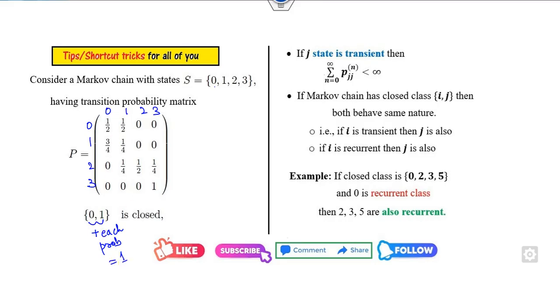Look at 0 and 1. What is this value? This is 0, 1, 0, 1. Is the sum 1 in each row? Yes. So then you can say 0, 1 is the closed state. Is 2, 3 a closed state? You can look at this transition diagram, 2 and 3 here. Is the sum 1? No, because you can see this is not 1. So that means this is not closed.